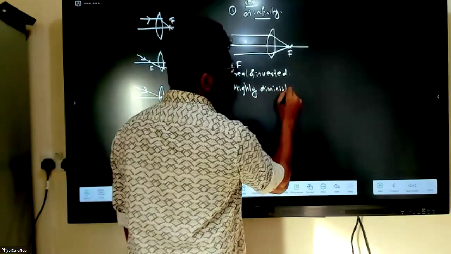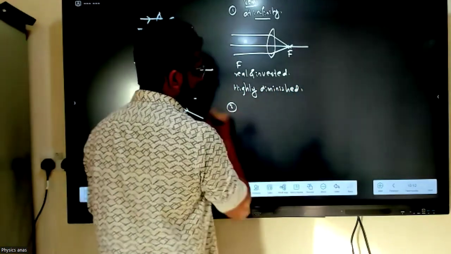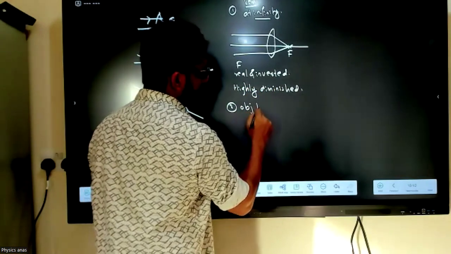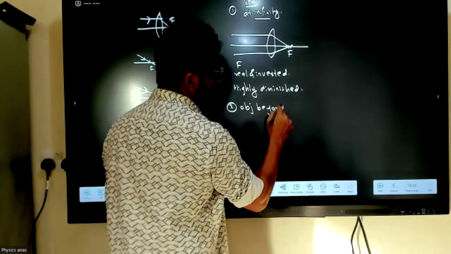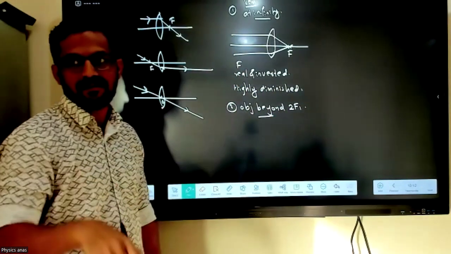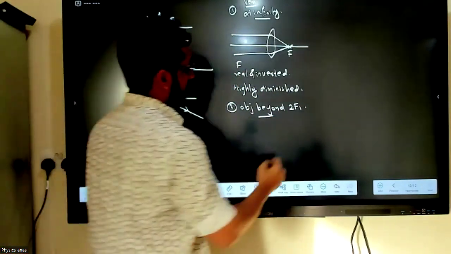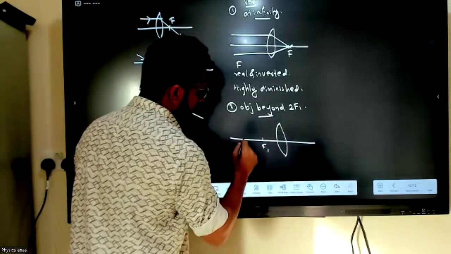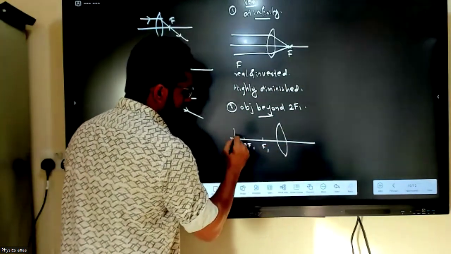Highly diminished. Now the second one. Give me the second one. What is the second one? Now the object is beyond 2f1. The C is called 2f1, right? Okay. So this is f1. This is 2f1. Now the object is here.